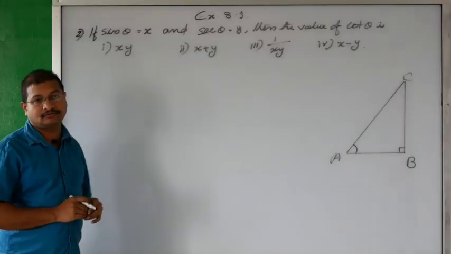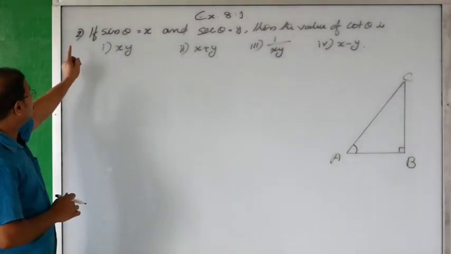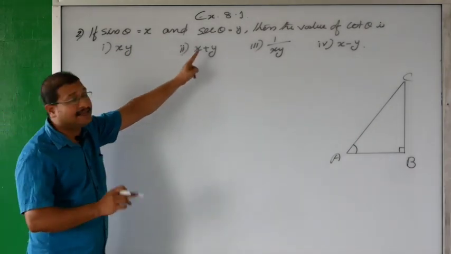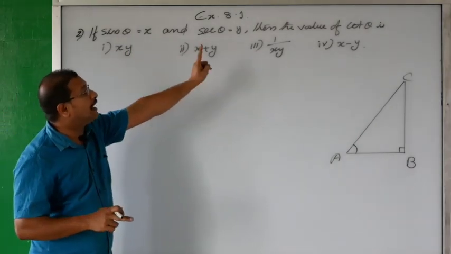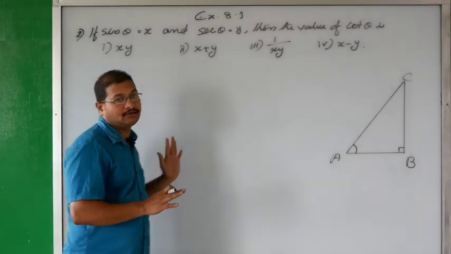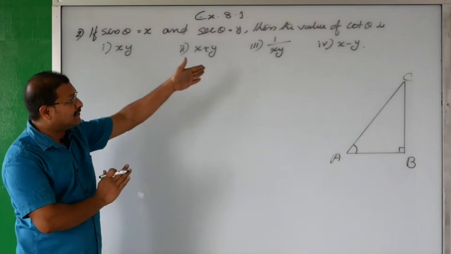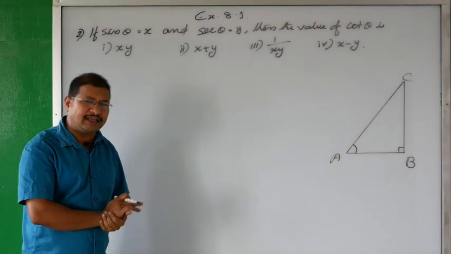Ready? See question 2. If sine theta equals x and sec theta equals y, then the value of cot theta is. We want to find the value of cot theta. So sine and sec are given. Of course, without a diagram, we can do this one now.